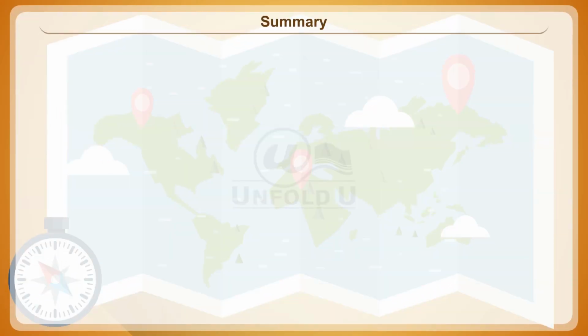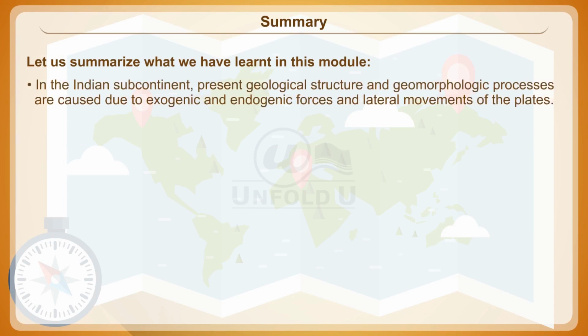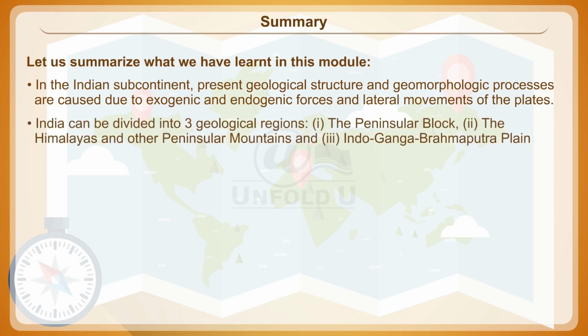Summary. Let us summarize what we have learned. In the Indian subcontinent, present geological structure and geomorphologic processes are caused due to exogenic and endogenic forces and lateral movements of the plates. India can be divided into three geological regions. 1. Peninsular block. 2. The Himalayas and other peninsular mountains. And 3. Indo-Ganga-Brahmaputra plain.